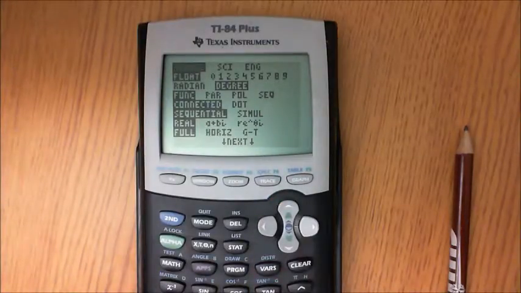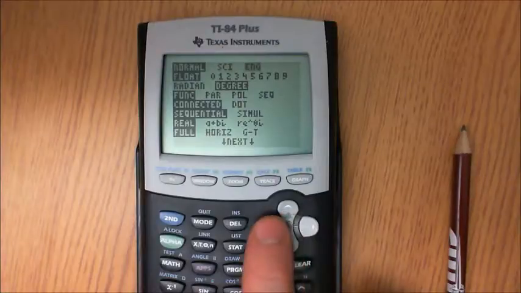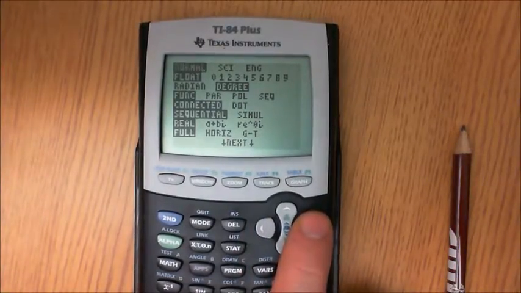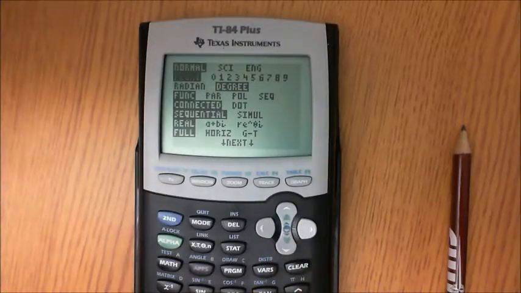Right now it's in what's known as normal mode, which is just your normal calculator mode. The SCI stands for scientific and ENG stands for engineering. And I would recommend, unless your class requires you to use otherwise, just leave it in the normal mode. I'd also recommend just leaving this on float. This does a forced rounding for you.